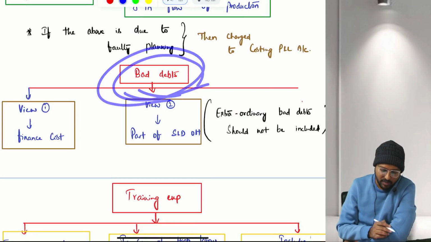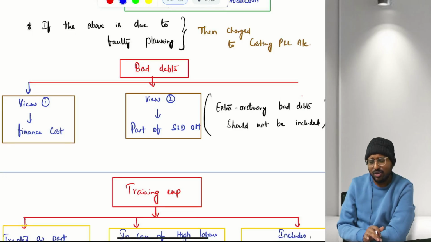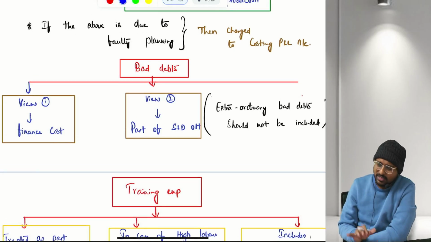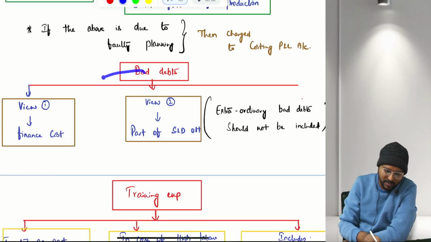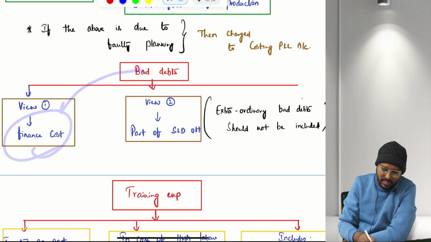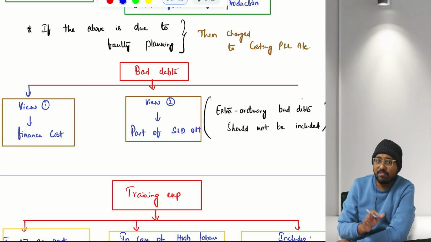What is the next one you've got? Bad debts. Now, there are two views with respect to bad debts. What is that? We'll see later. Right now, what you have to understand is it can be treated as a part of finance cost. It can be treated as a part of selling and distribution overheads as well. It depends upon the facts of the question.